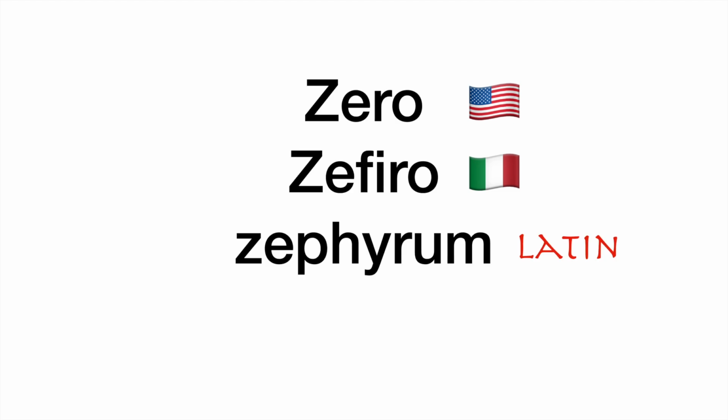0 in English is said to be derived from the Italian zeffiro. I don't know if I did pronounce it right. Zeffiro, which is derived from Latin zephyrum. Again, I don't know if I pronounced it right. The Latin zephyrum is derived from صفر, Arabic. Now that's a fun fact, right?